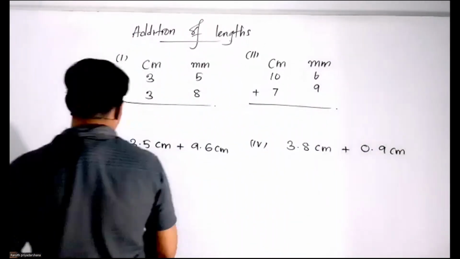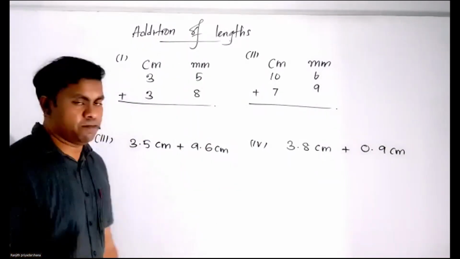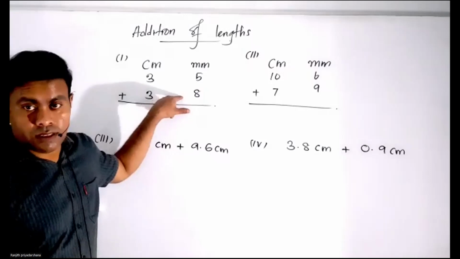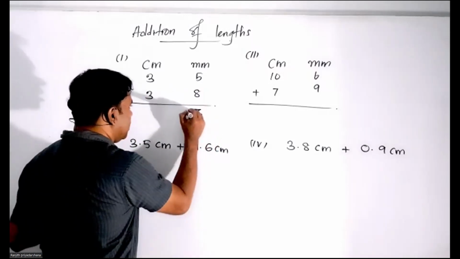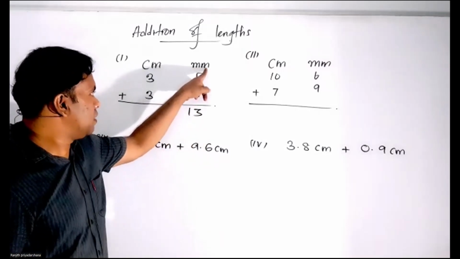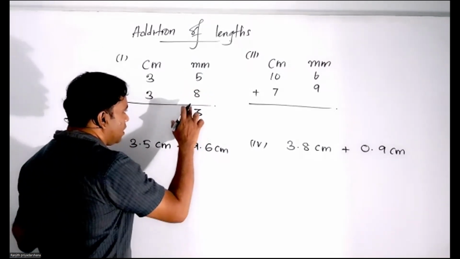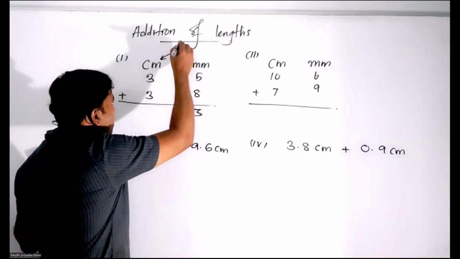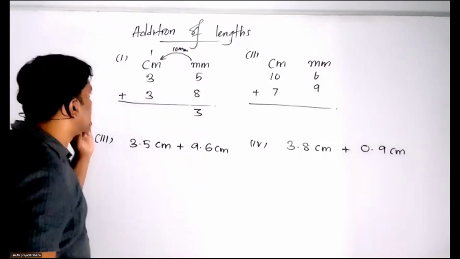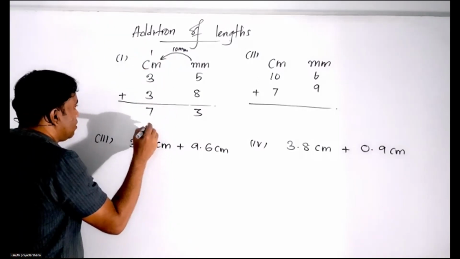Okay, do the first one. Very easy. 8 plus 5 is? You are keeping silent because you don't know the answer, right? 13. Can I put 13 like this? No, because the maximum millimeter value is 10, right? Therefore you keep that 3. When 10 millimeters goes to the centimeter side, 10 millimeters means 1 centimeter, right? So 3 plus 3 is 6, 6 plus 1 is 7. So the answer is 7 centimeters and 3 millimeters.